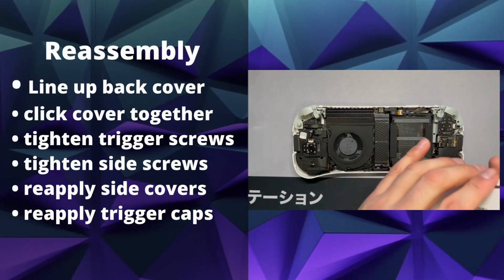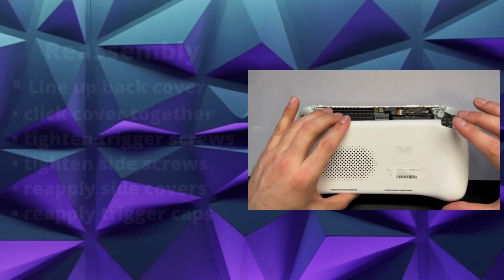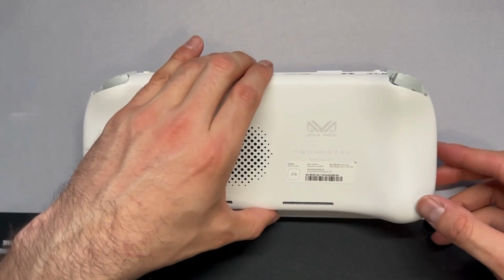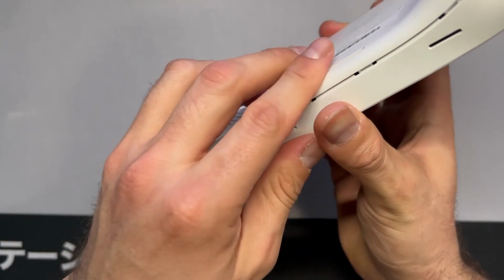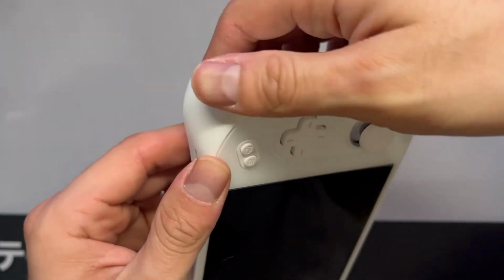Now that you've finished with your SSD heatsink, you still need to put together your device. So I've included a reassembly tutorial. So you just need to line up the back cover. And then what you need to do is you need to go around and you just need to click it in.